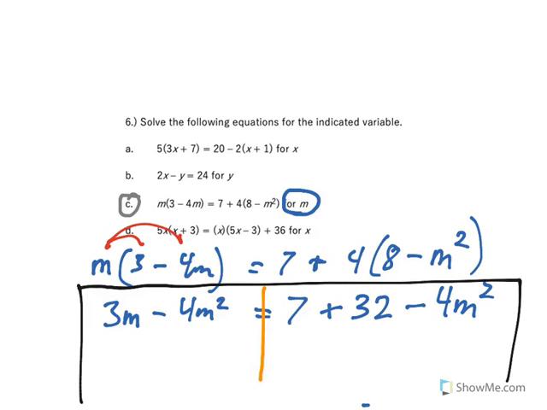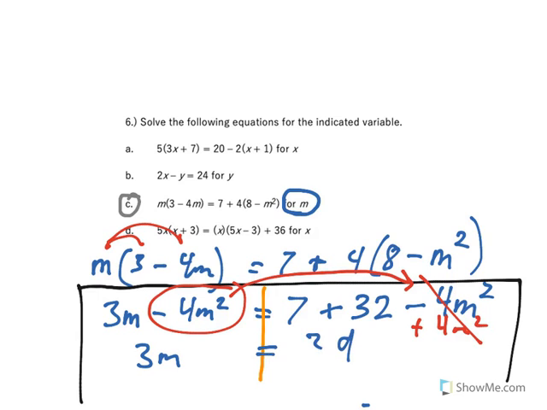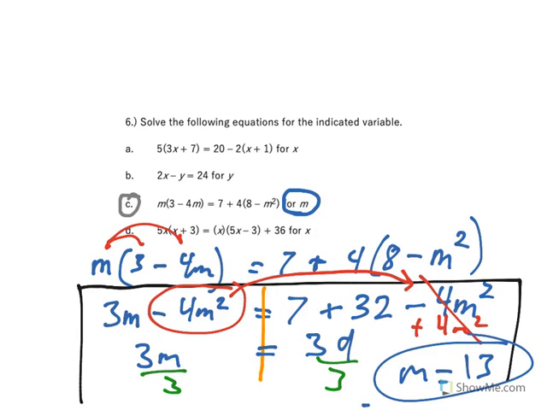I'm going to put our line down in the middle. All we need to do is bring our variables together. You're going to realize something: when I bring this over, it's going to become a positive 4m squared, so it's going to cancel that out. Now we can simply combine 7 and 32. We're going to have 3m equals 39. Now you recognize, hopefully, all we've got to do is divide, and we have our answer. m equals 13. That's it.